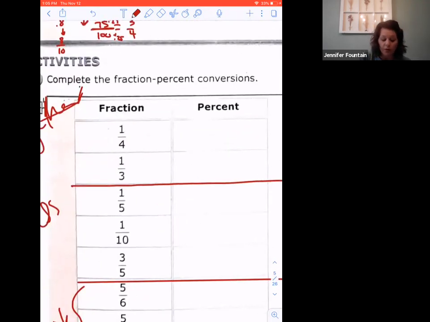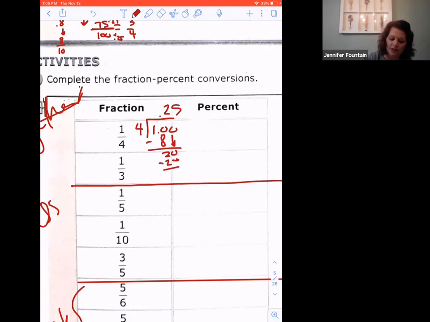So 1/4, 4 into 10. We'll go 2 times. 2 times 4 is 8. Subtract, and that's 2, and the 0, and bring it down. That'll go 5. So then you have 0.25 as your decimal, which equals, move your decimal 2 places to the right, and add your percent sign.